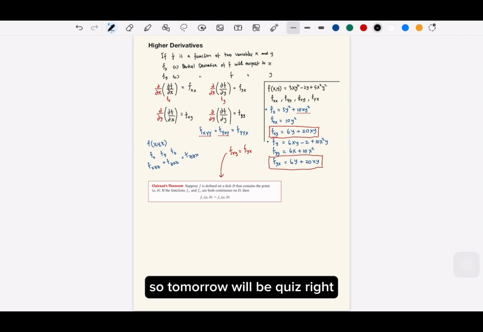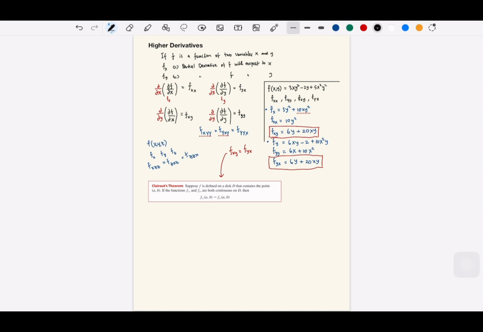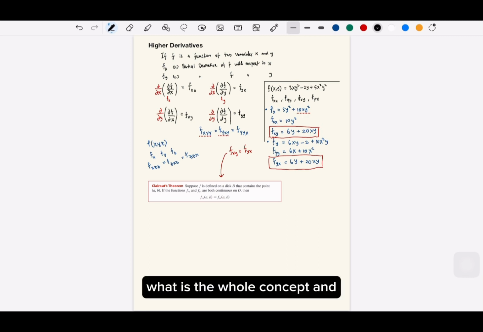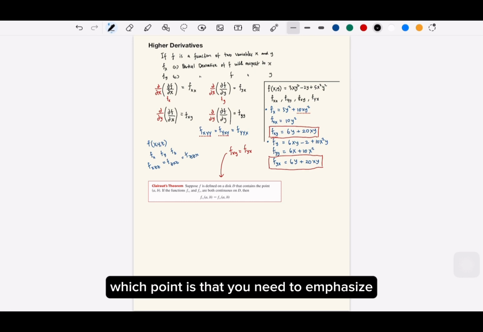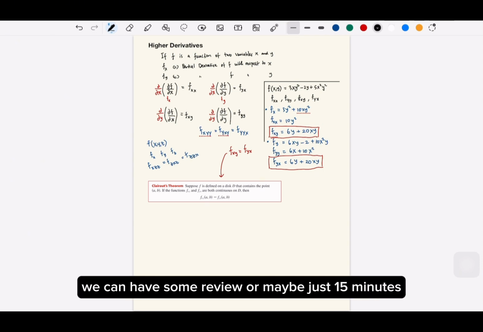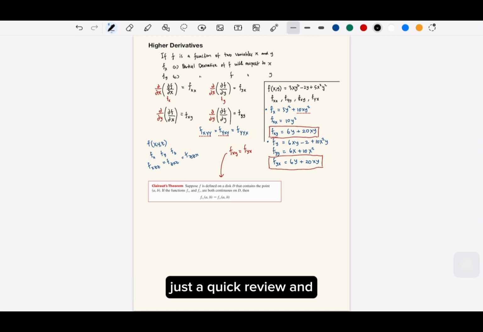So tomorrow will be quiz, right? No, not today. We change to tomorrow. Okay. So tomorrow will be quiz. But I would like to just a little bit review chapter 11. What is the whole concept and which points that you need to emphasize? Okay. Before we continue, I think around 20 to 25 minutes we can have some review, or maybe just 15 minutes, just a quick review. Okay.